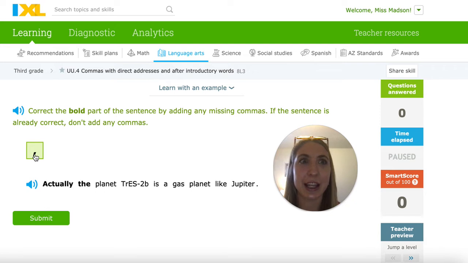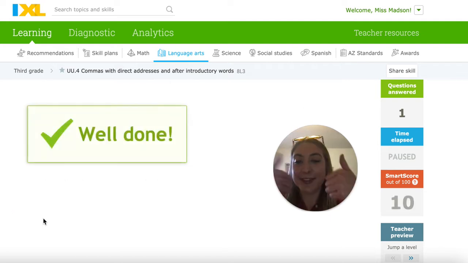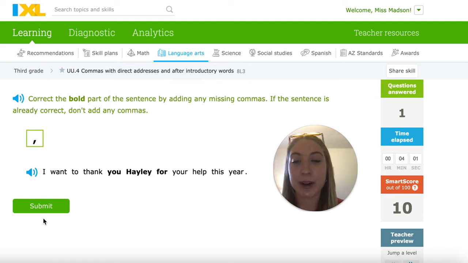So now we have to think. Here, actually is our introductory word. After actually, if we put our finger over it and we read it, the planet Trace 2b is a gas planet like Jupiter, that's a complete sentence. So actually is going to be our introductory word. So we're going to add our comma after the introductory word. It's introducing our sentence.